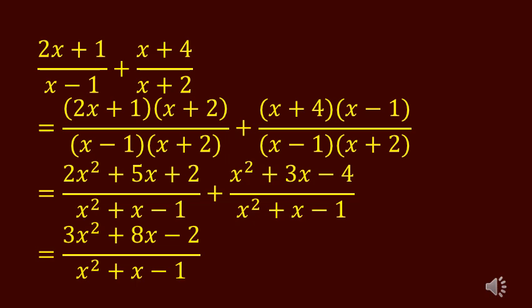Finally, we add up the stuff on top, so 2x squared plus x squared gives me 3x squared. 5 and 3 makes plus 8x, and 2 minus 4 is minus 2. So 3x squared plus 8x minus 2 all over x squared plus x minus 1. The bottom, again, doesn't change at all.